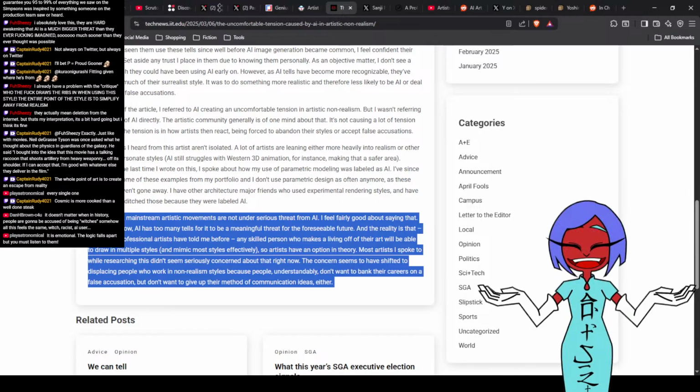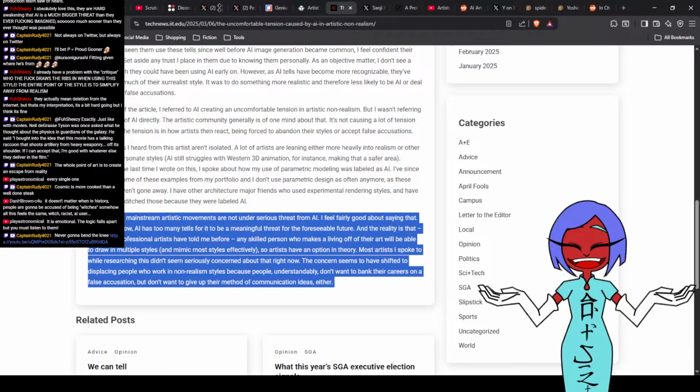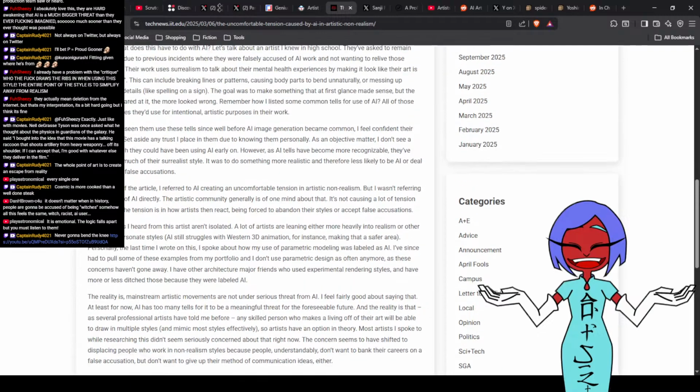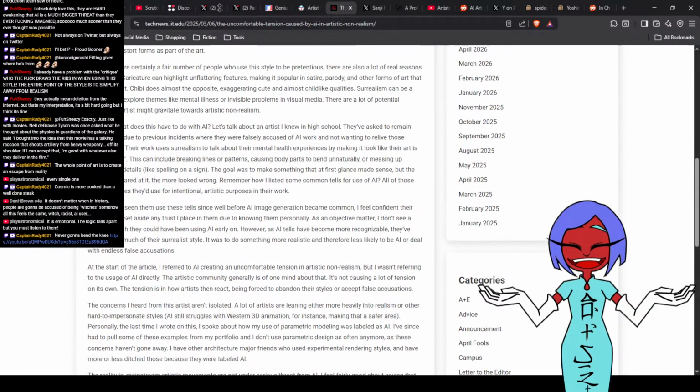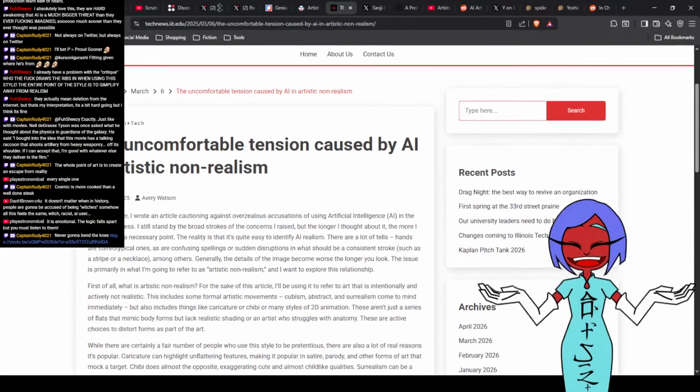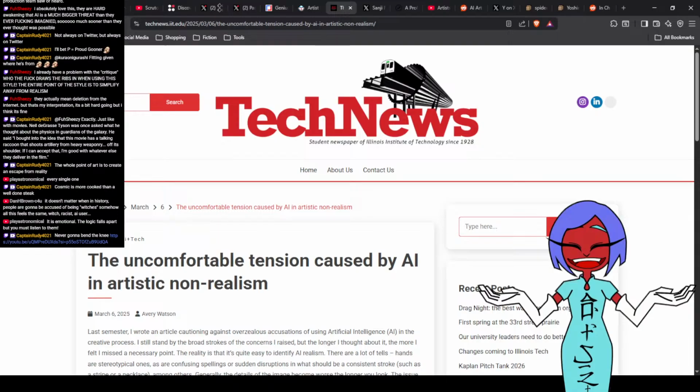Most artists I spoke to while researching this didn't seem seriously concerned about that right now. The concern seems to have shifted to displacing people who work in non-realism styles, because people, understandably, don't want to bank their careers on false accusations, but don't want to give up their method of communicating ideas either. I want to see someone actually go to court with one of these false accusers and actually win under a potential tortious interference claim. That would be absolutely amazing. But, yeah.